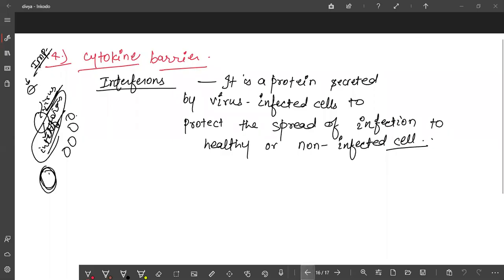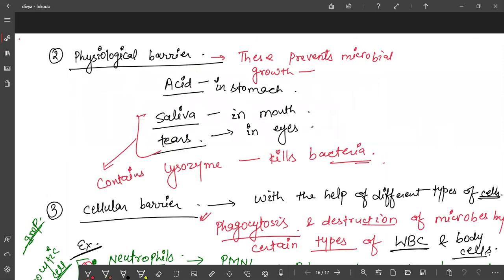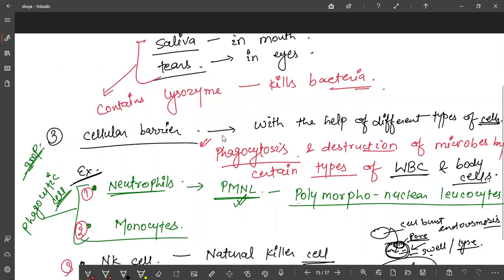So in previous classes, we studied innate immunity, right? I have told you about some barriers that are present in innate immunity. What are the barriers present in innate immunity? Physical barrier, physiological barrier, cellular barrier, cytokine barrier.